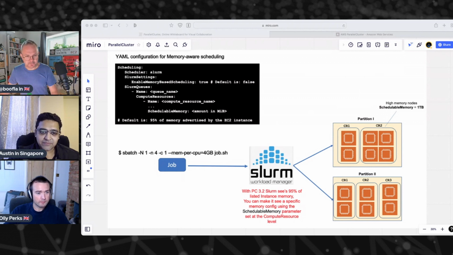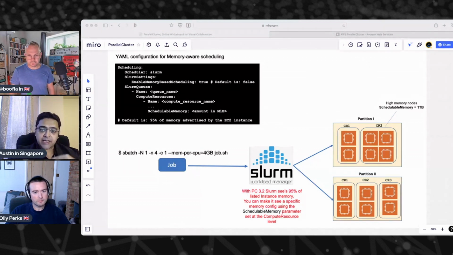Yes. We have also provided a parameter called schedulable memory, and what that does is allow you to specify the exact memory for that compute instance. Now, the interesting methodology of how we provide this to the user is, if you look at the diagram over here, we have something called compute resources.